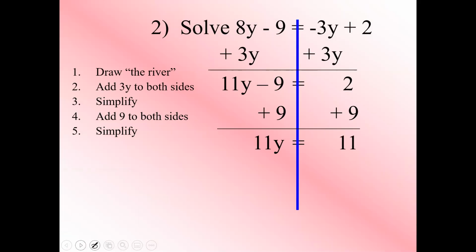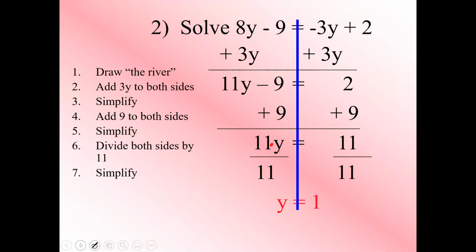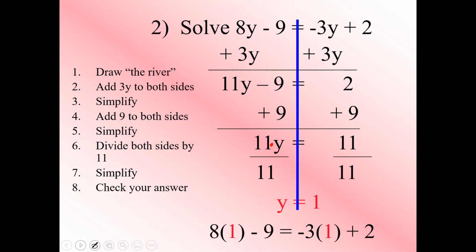Then your last step is, what is opposite of 11 times y? It's going to be divide. So my answer in this case is -1. And you can always check your answers to make sure that the left side equals the right side. So in this case, it does, because left side is -1 and right side is -1. Check.